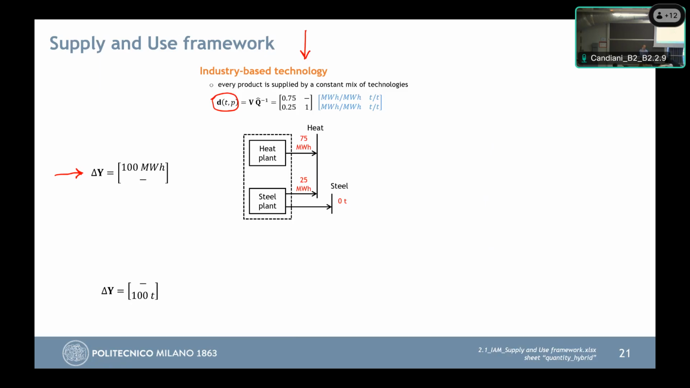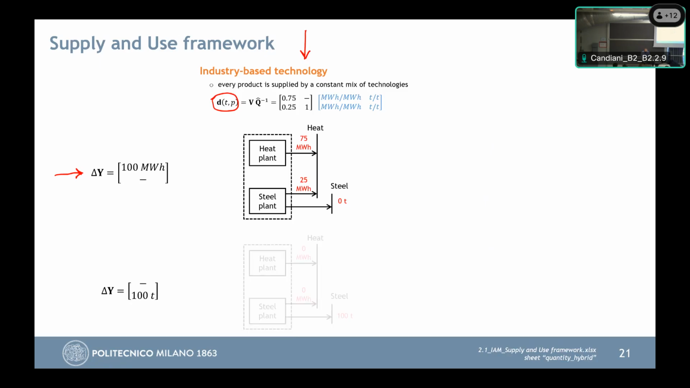We have 10 kilos of CO2 per bottle, okay? But what are the assumptions behind this? I was exactly pointing at this. What are you assuming along your supply chain? Are you dealing with this technology according to an industry-based technology assumption or product-based assumption? Because the implications of these are really, really relevant from the point of view of the mathematical results.